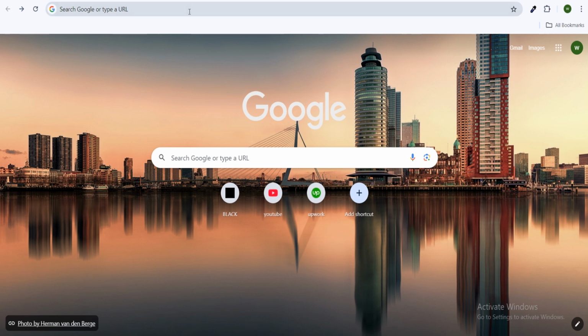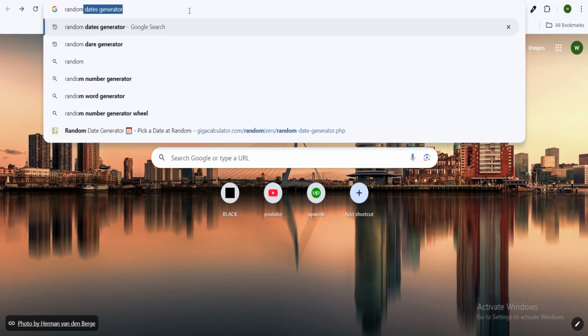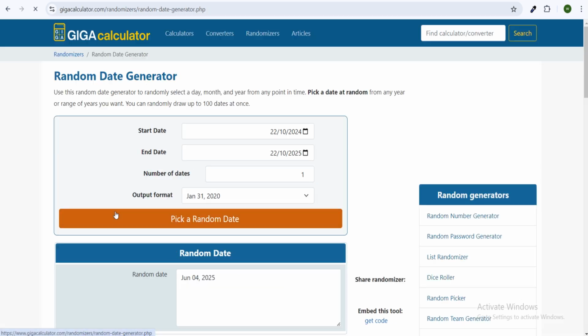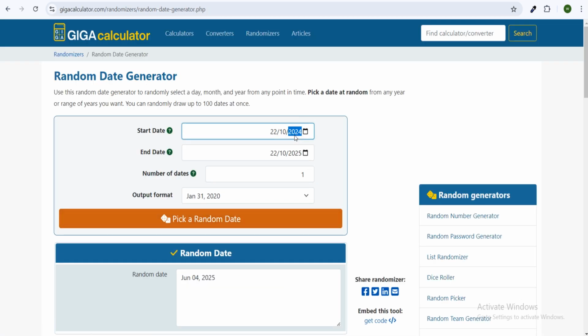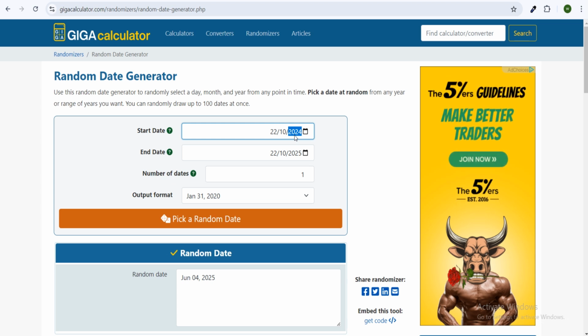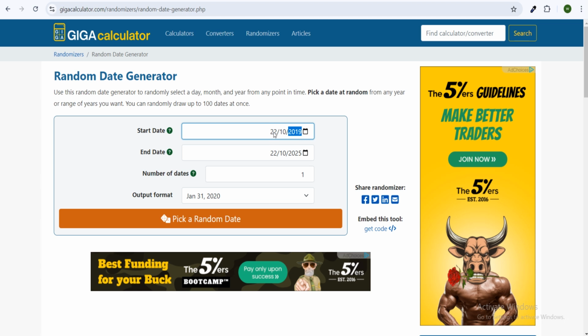So before starting this simulation, I want to pick some random dates. Okay, random dates generator. I'm going to choose this gigacalculator.com because this is what I use. This time I will pick the dates from 2019 till 2023. Whatever dates those will be, I'm going to choose that. So let's do it from 15 February 2019 to 2023. Let's do it 11th and 30.